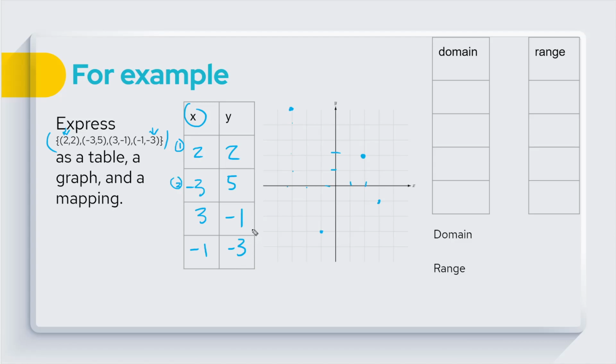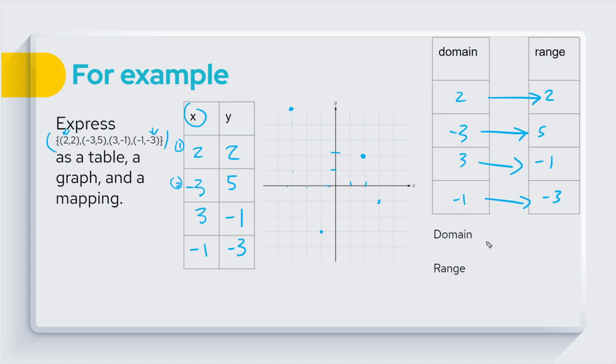And then we are going to map it. So our domain figures 2, range 2, they're mapped right across. -3, 5, mapped straight across. 3, -1, mapped straight across. -1, -3, mapped straight across.